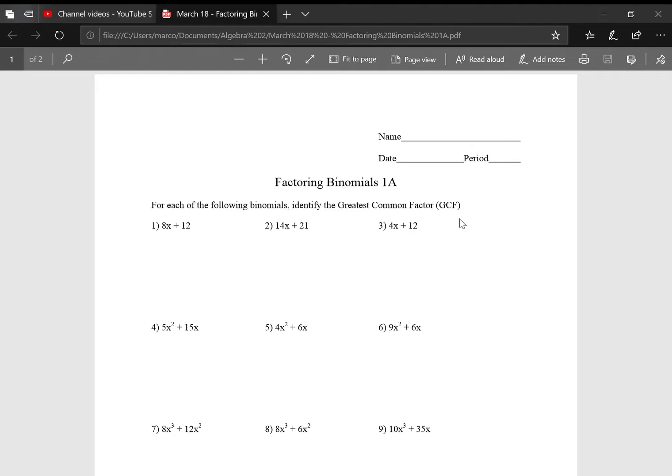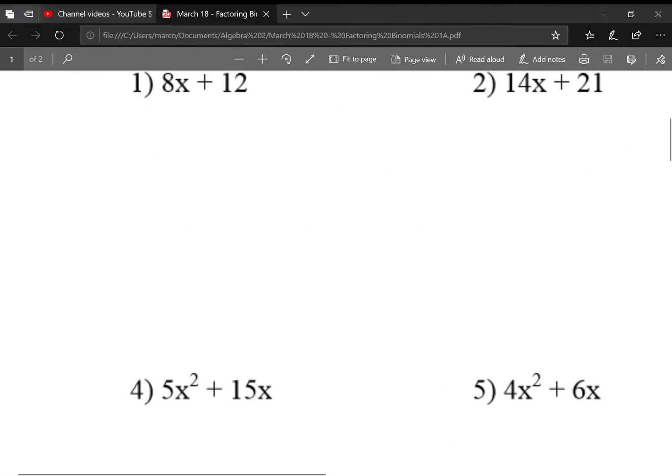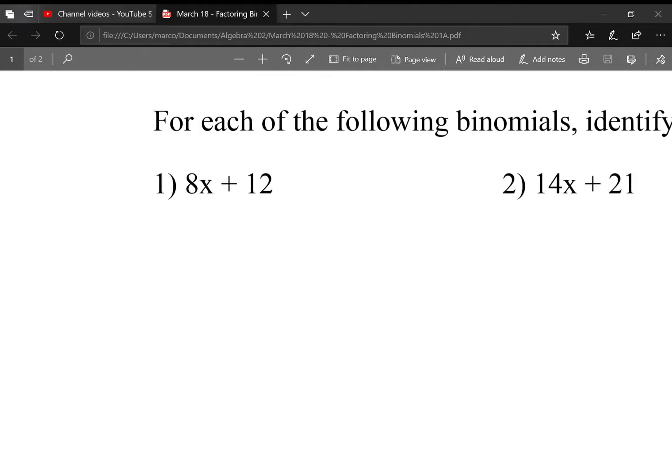I'm going to start this worksheet, Factoring Binomials 1A, with a review of what the greatest common factor is and how we find it. So the greatest common factor, if you have a binomial like we have here in number 1, would be the largest term I can divide both of these terms by evenly, meaning not leaving a fraction.